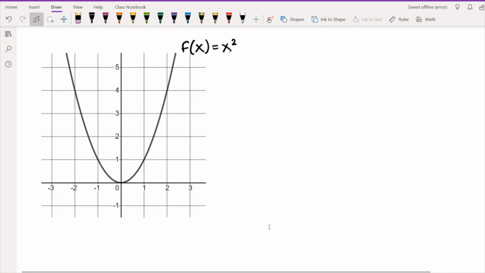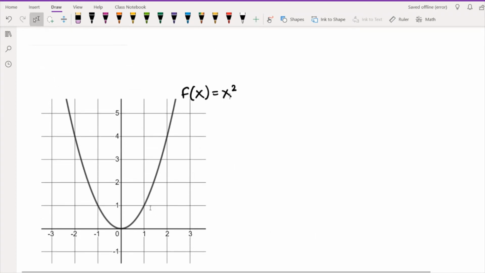So let's say that we wanted to figure out what is the instantaneous rate of change, or what is the slope of the tangent line. Those two things mean the same thing at a particular x value. So we'll see how we can kind of figure that out. So let me just summarize what we're going to be doing here.